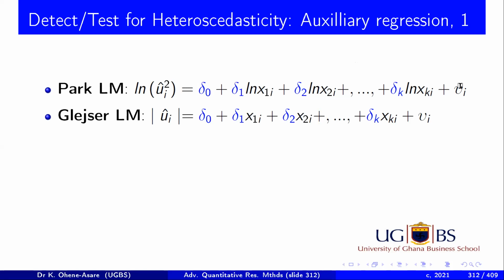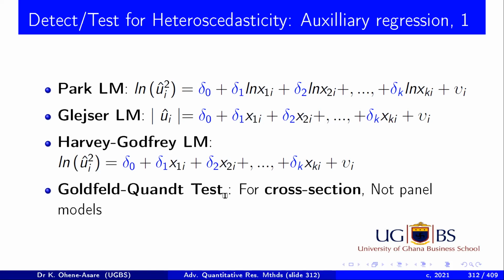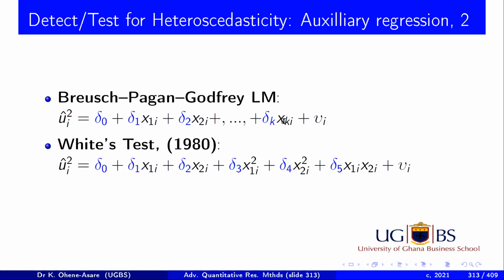The Glejser LM test, what you do is that you take the estimated residuals, take the absolute value of that, and regress that on the independent variables. Then they have the Harvey test. You take the log of the squared residuals and regress that. It's just a way of changing each one of them slightly. The Goldfeld-Quandt test is for cross-section, it's not for panel data, so note that. The Breusch-Pagan-Godfrey test, you take the square of the residual, not the absolute value, and regress that on the independent variables.